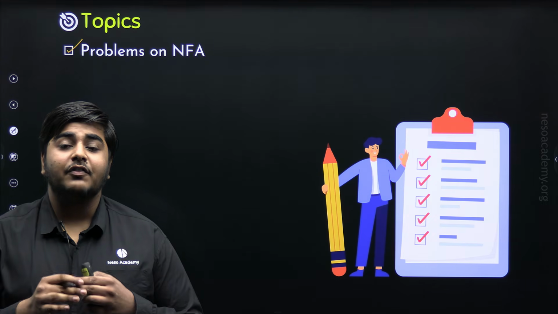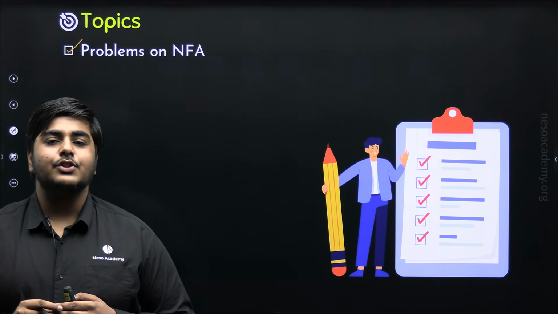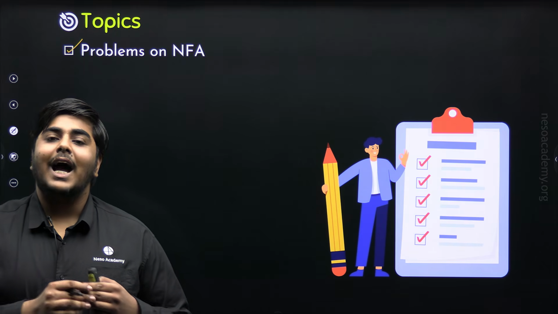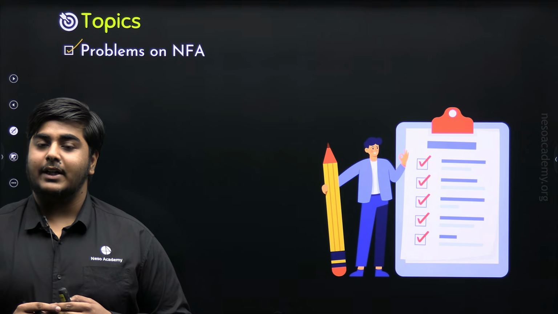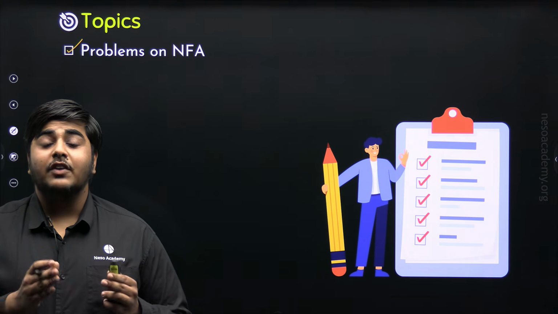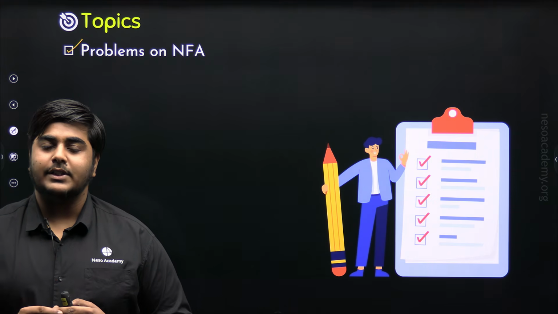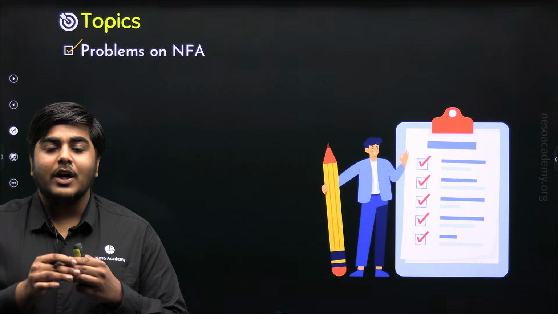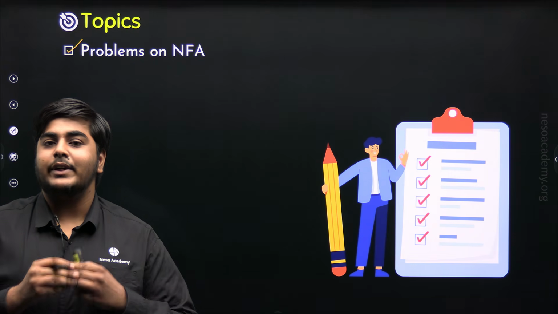So in this way, we have completed our topic, problems on NFA. So till now, we have completed 2 major topics of theory of computation, the deterministic finite automata and the non-deterministic finite automata. From the next lecture onwards, we are going to start with one of the most important topics of TOC, that is repeatedly asked in your examinations, conversion of NFA into DFA.